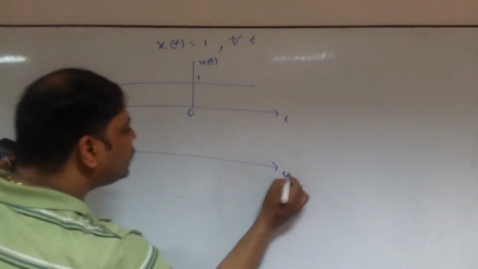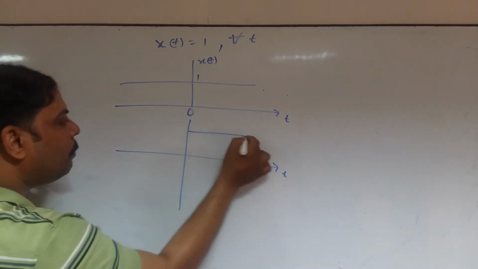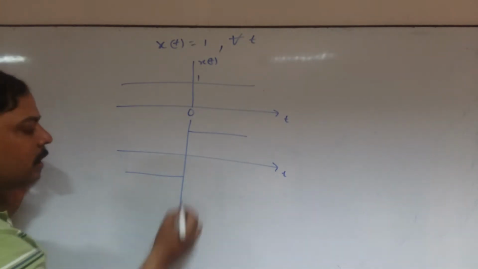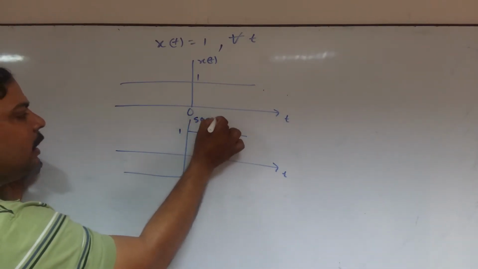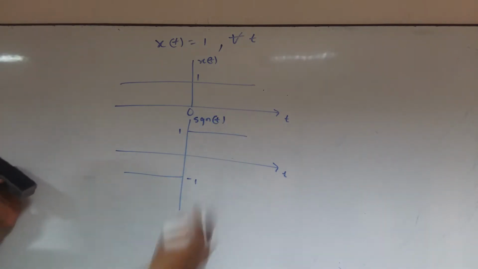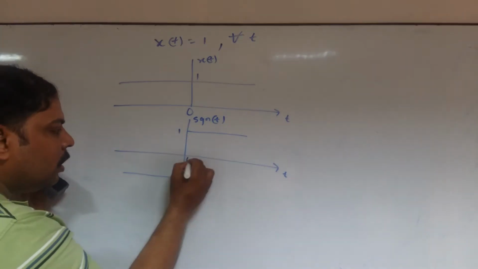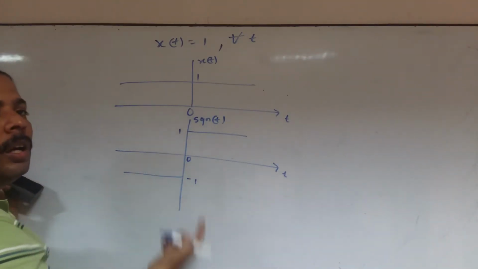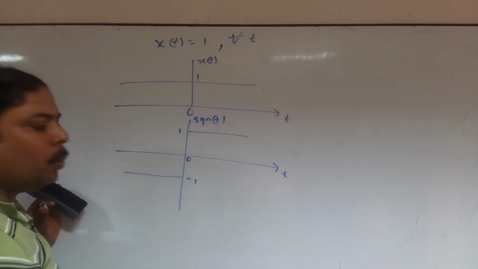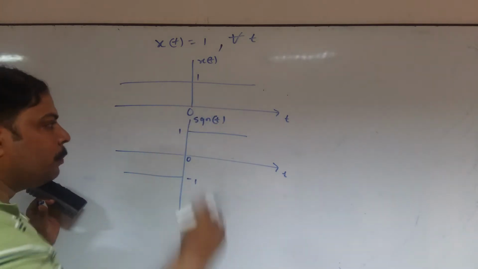Now just below this, I am plotting the signum signal. This is your sgn(t). I have already defined this signum. From 0 onwards the value is 1, before 0 the value is minus 1. At 0, you can find the average value, which is (minus 1 plus 1) by 2, that is 0.